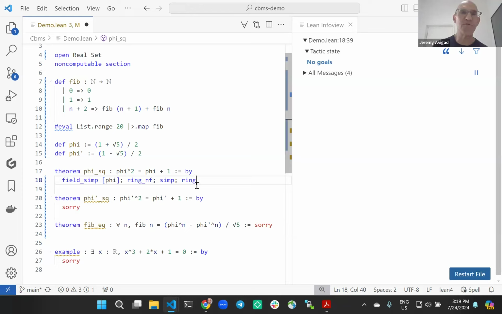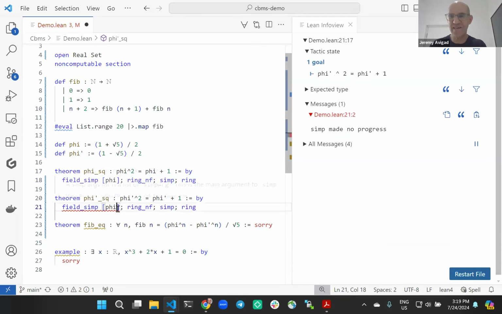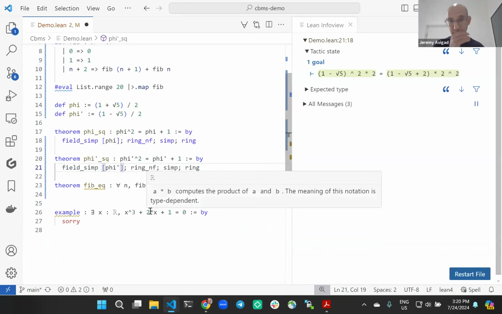Okay, so we've just proved this calculation. And so this is one piece of information. I mean, Lean is not all that great at just kind of hacking through straightforward calculations, but you can get it to do that with enough coaxing. And the nice thing is virtually the same proof works for the conjugate. I just have to change phi to phi prime.